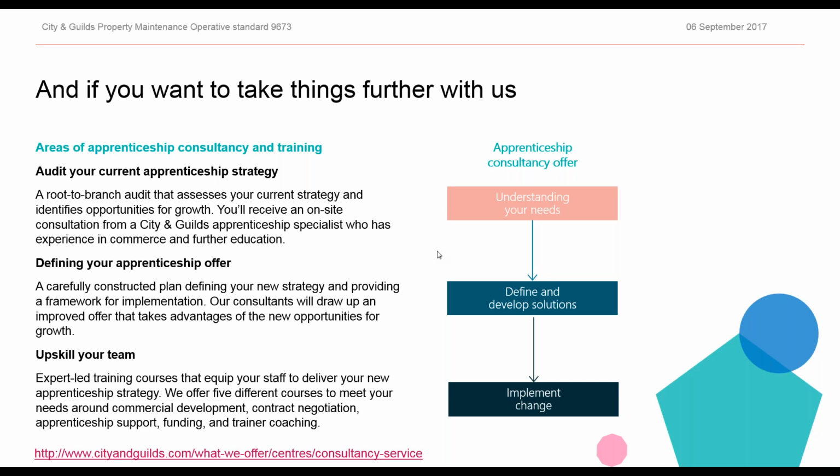So next steps, how can we support you as we move forward? We have a consultancy arm of City and Guilds, and we can support you with all your apprenticeship needs. We can do an audit of your current apprenticeship strategy. We can help define your apprenticeship offer, and we can help upskill your team. If this is something you're interested in, there is a consultancy service link at the bottom of this slide, and we'll share this with you afterwards if you want to follow that for further information.